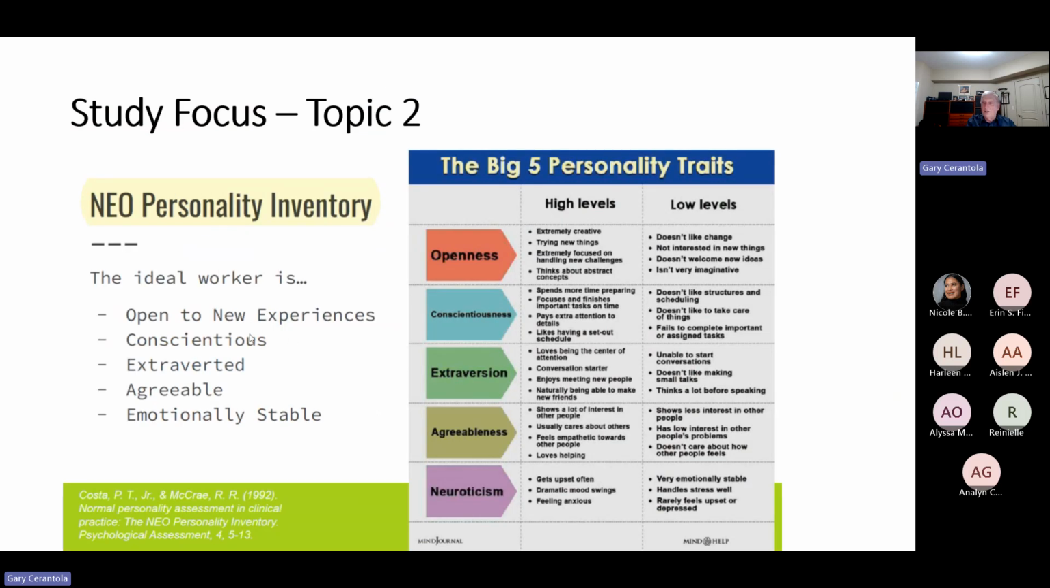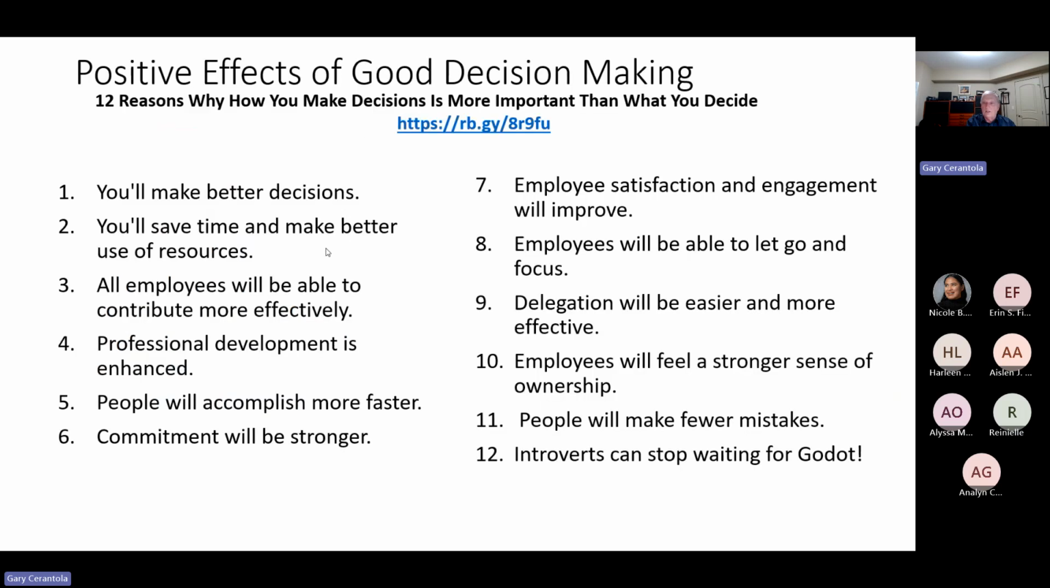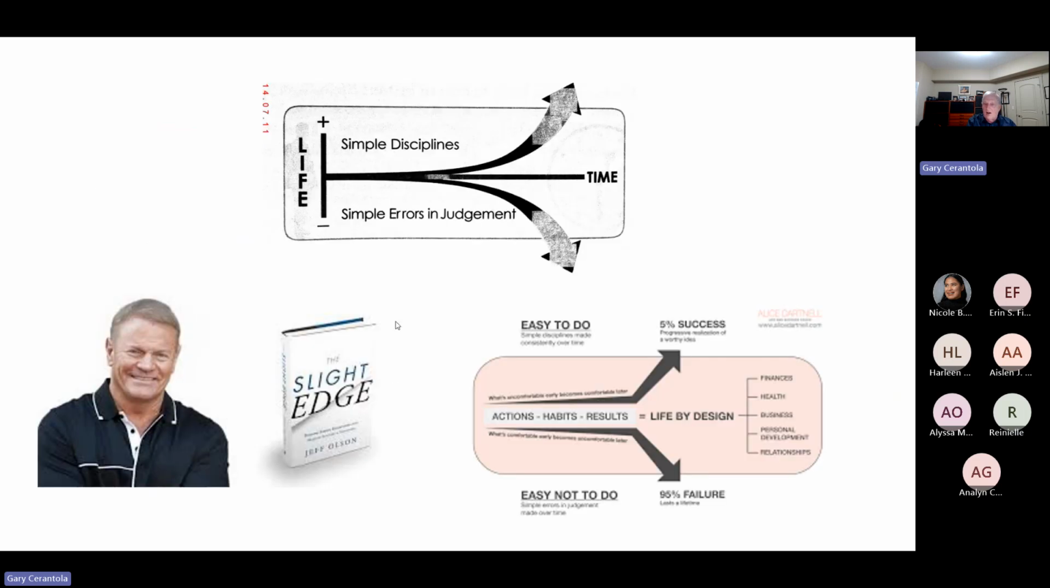And then know something about this one. The Big Five personality traits test is probably one of those prominent tests that some HR recruiters will have you go through, right? So it's good to know what this is all about as well. And here are all the positive effects of good decision making, how you can make better decisions. And you really should have a look at that if you want to improve what you're doing. And here's the article that I pulled that off of.